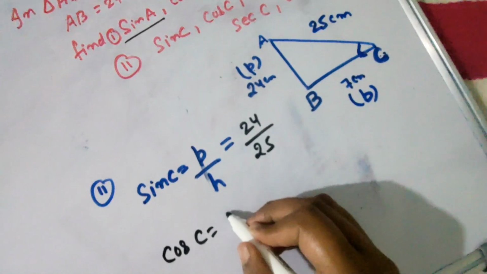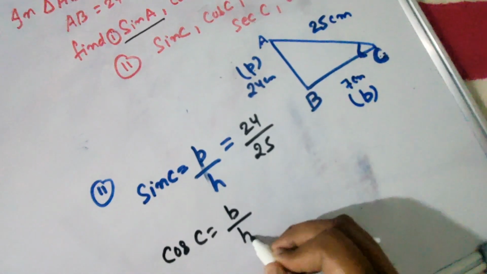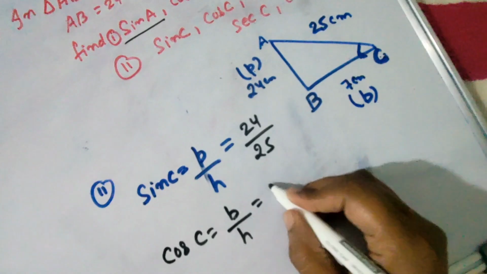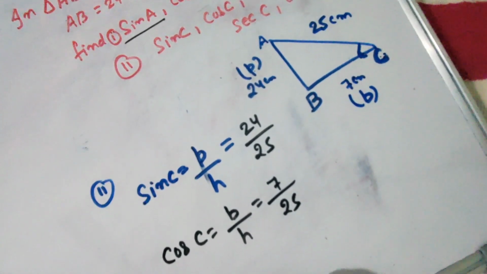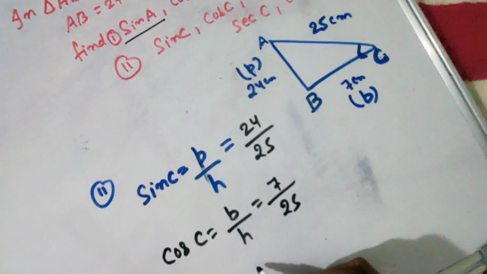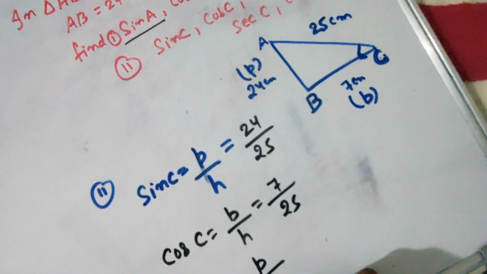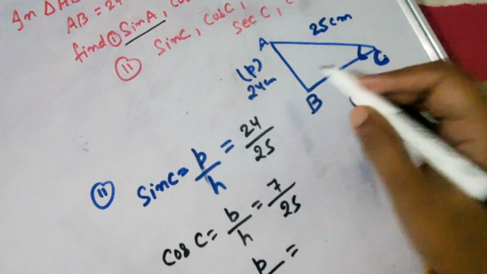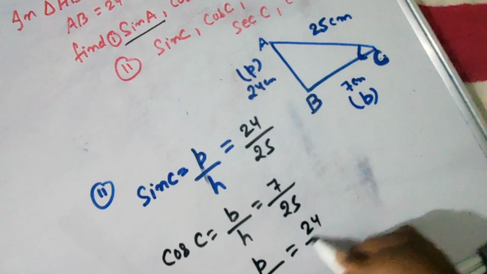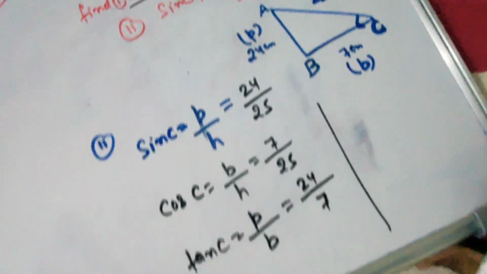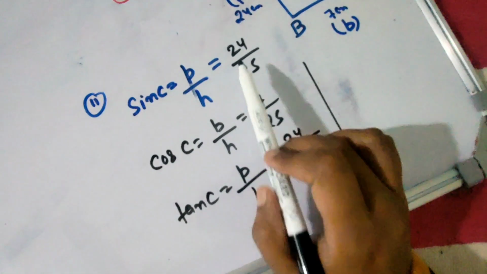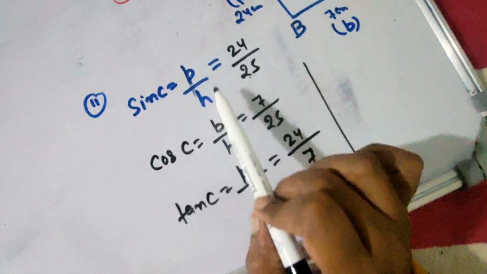Then another question is cos C. Cos C is again base by hypotenuse. The base is 7 and the hypotenuse is 25. Then again tan C. Tan C is perpendicular by base. The perpendicular is 24 and the base is 7. Similarly, the reciprocals are just reverse.